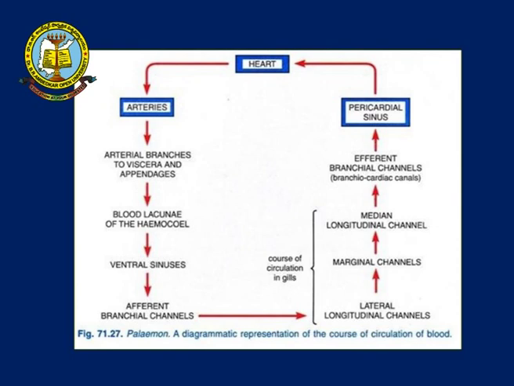From the ventral they go into the afferent branchial channel. From the afferent branchial channel they go into the lateral longitudinal channel. From there they go into the marginal channel. So, here you can see the picture of there.